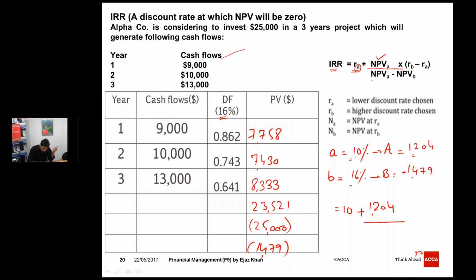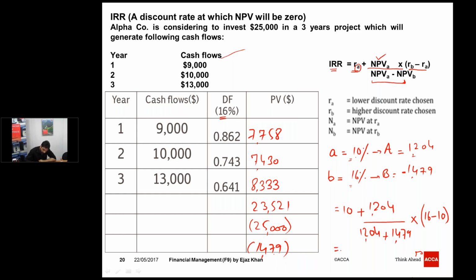Then we have to take the difference of these two NPVs, that is the positive one and the negative one. So the positive one is 1204. Since we have minus in the formula and minus in the NPV, the minus sign will just be converted into plus. Then we'll write the positive NPV, after positive NPV, we'll write the negative NPV, 1479. And then we will multiply this figure with the difference of these two rates, that is higher rate and lower rate, 16 minus 10. So remember the BODMAS rule, solve this equation.